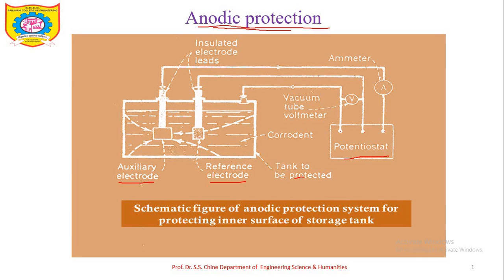Now this potentiostat maintains a constant potential between the tank and the reference electrode. So in this anodic protection, the corrosion can be decreased up to some extent. So the important parameters in this anodic protection we have to take into consideration. So which are those parameters?